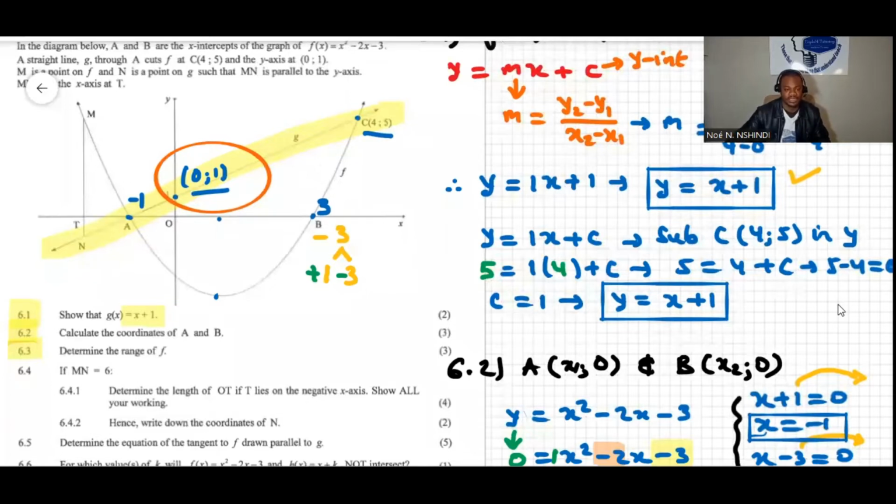So that's the range of f of x. Now, the following question is question 6.4. Over here, the question says that if MN equals 6 units, MN, where are M and N in the graph? Okay, this one.